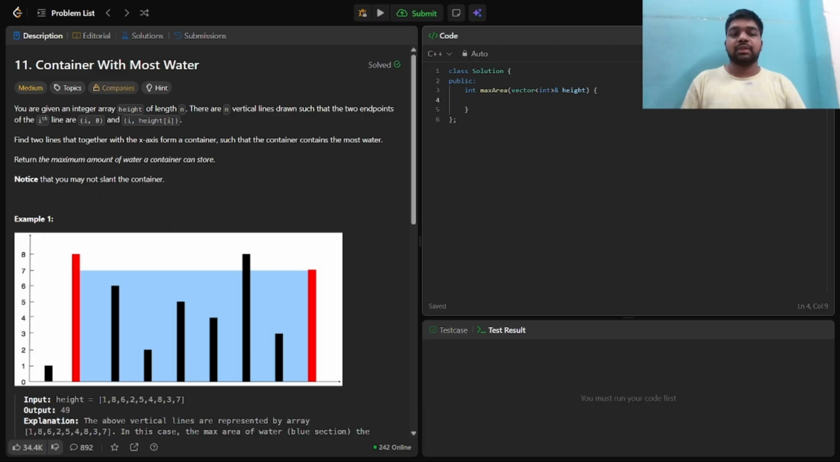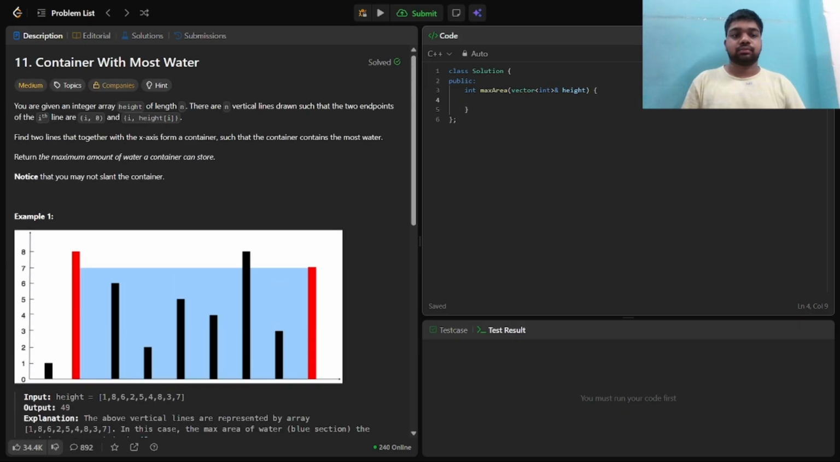So the problem gives us the array called height here. Each value represents the height of a vertical line. We need to pick any two lines such that together with the x-axis they form a container that can hold the most, the maximum water. Suppose we choose two lines, this and this. So we have to first find the area of this and find the most amount of water which can be held in a particular array.